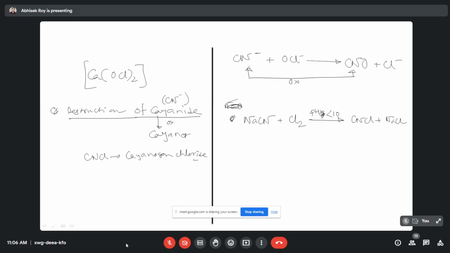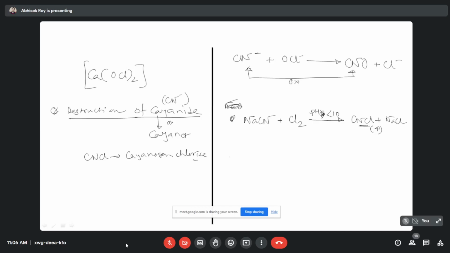So under caustic condition, this hydrogen chloride will be converted. If you make the pH greater than 10, this CNCl will not be present in the water. But if the pH is less than 10, this CNCl will be present in the water or can be generated in the water. This CNCl is the gaseous form. It will generate if the pH is less than 10. But if the pH is more than 10, under caustic condition, this cyanogen chloride will get converted to sodium cyanate.